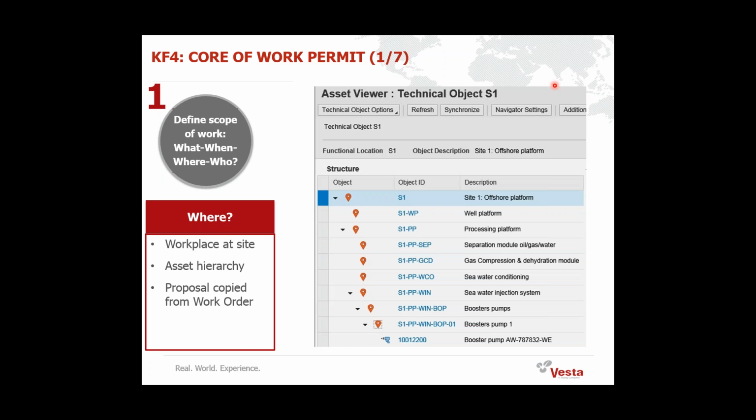Where is the work done? For that we can use, of course, the asset hierarchy that SAP already has within planned maintenance. So the work permit also uses the functional location or the equipment, and that is coming from the work order to which the work permit is assigned. Of course, you can always overrule it and put in a different value.